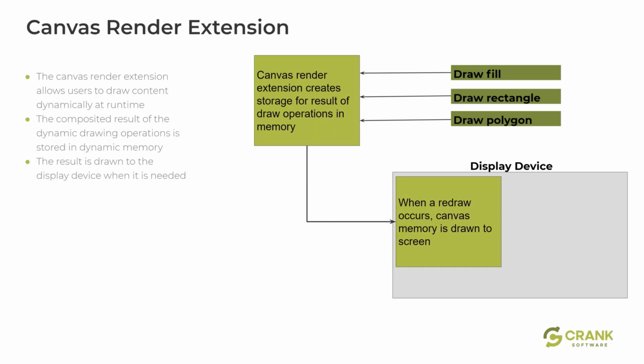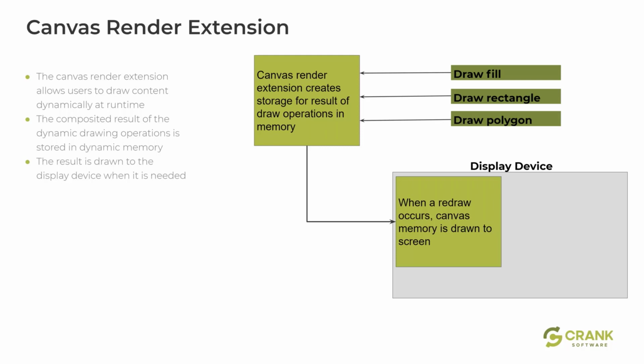The canvas render extension. The canvas render extension can also be thought of as an image. It's an image though that you can write to within Storyboard Engine. And this image allows you through Lua to modify the pixels. And so you can draw a fill, draw a rectangle, draw a polygon, but there needs to be a storage location where those pixels that you're generating can live. And that's where that dynamic memory comes in.